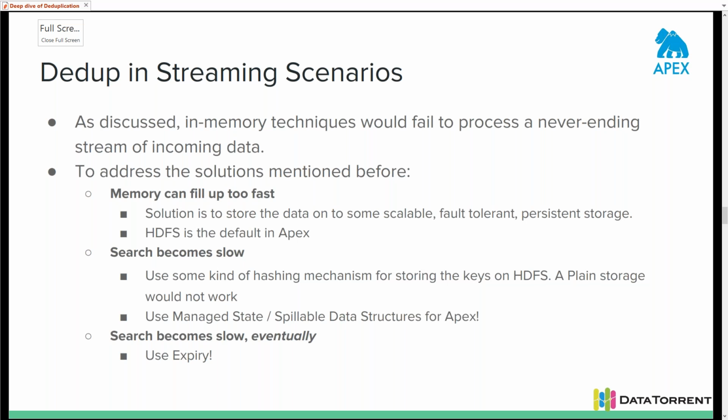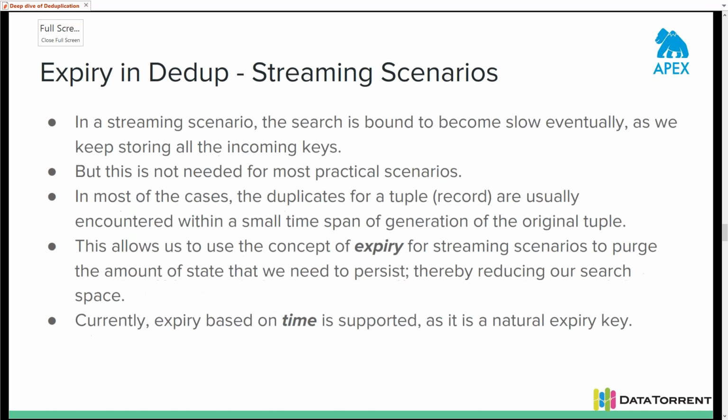And even with managed state and spillable data structures, you go on accumulating all the keys that come to you, right? So over a period of time, you are bound to become pretty slow, and the latency will go up. So in that case, there's a concept called expiry, which is usually used in stream processing scenarios that you will see next. Right? So what is expiry exactly?